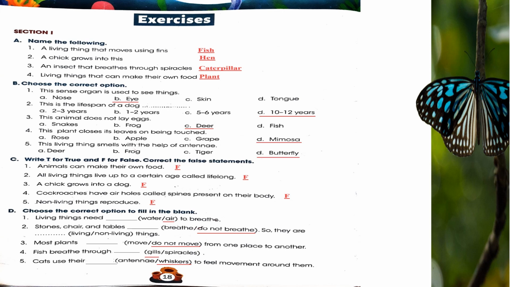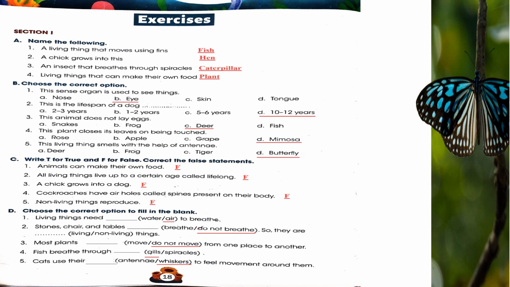Third, this animal does not lay eggs. Options are snakes, frog, deer and fish. Answer is deer. Deer does not lay eggs. Fourth, this plant closes its leaves on being touched. Options are rose, apple, grape and mimosa. Answer is mimosa. Mimosa plant closes its leaves on being touched.